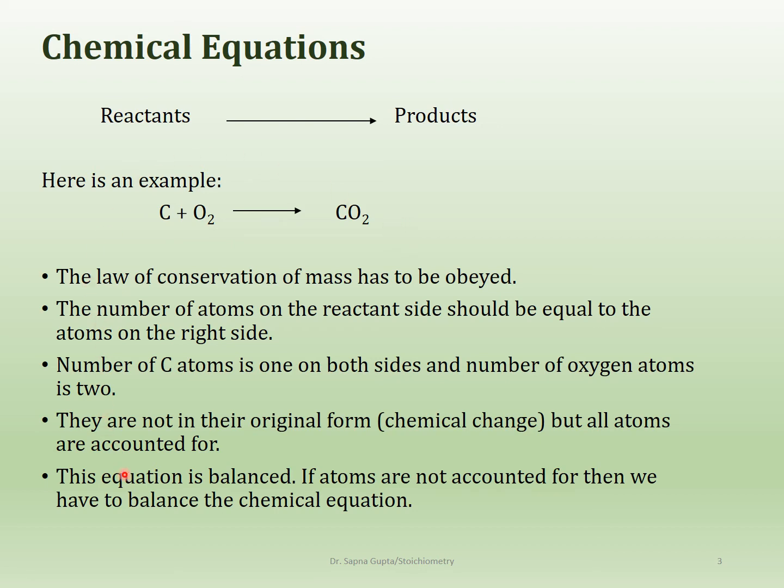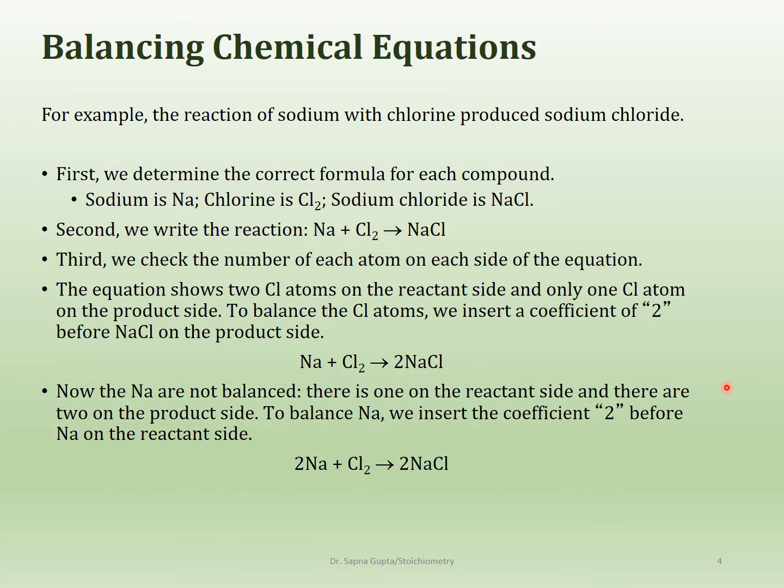Okay, and finally, what we look at in an equation is whether it's balanced or not, and this is exactly what we do: we count the atoms on the left-hand side and the right-hand side of the equation to make sure that we have an equal number of atoms on both sides. Okay, so this is called balancing an equation.